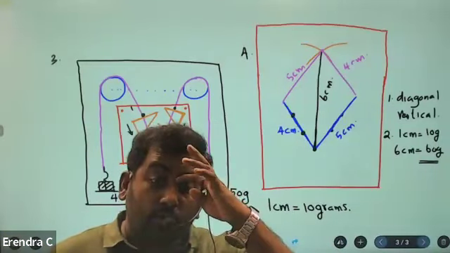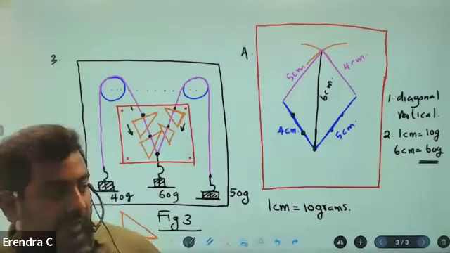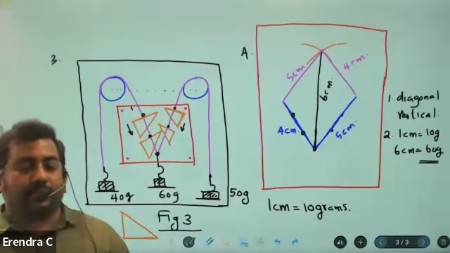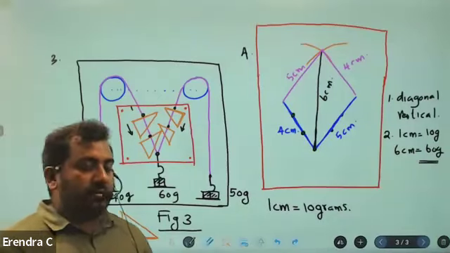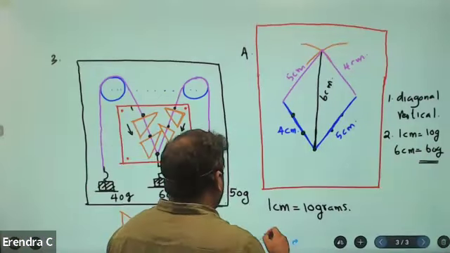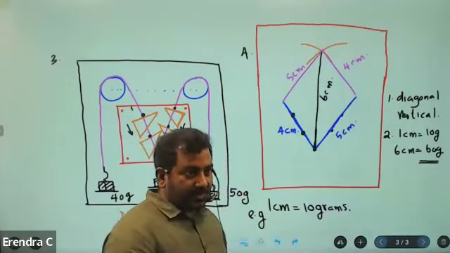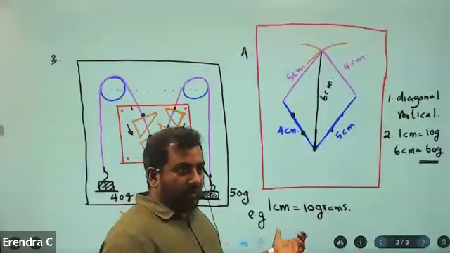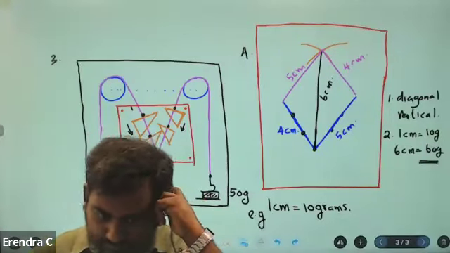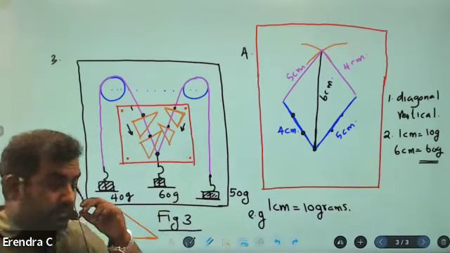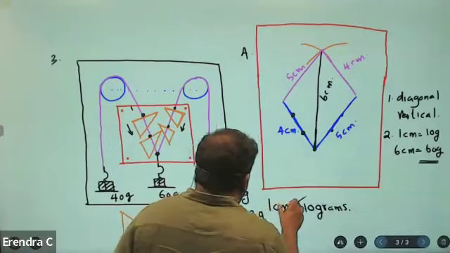We now use a suitable scale. Example, 1 gram equal 10 grams. You can use anything, I'm just giving an example. We use 1 centimeter equal 10 grams.